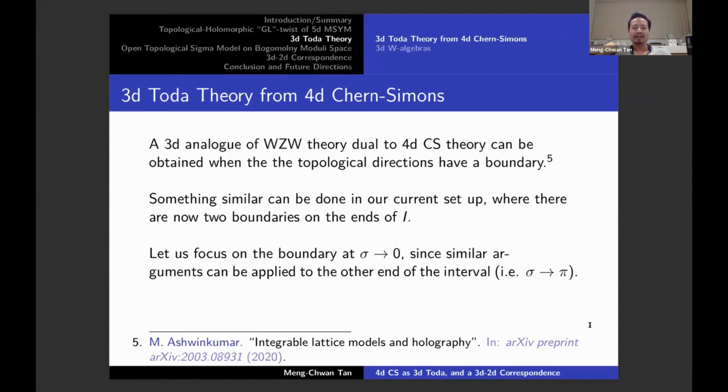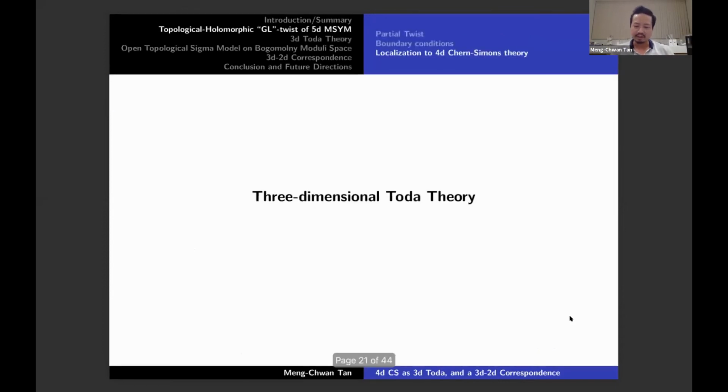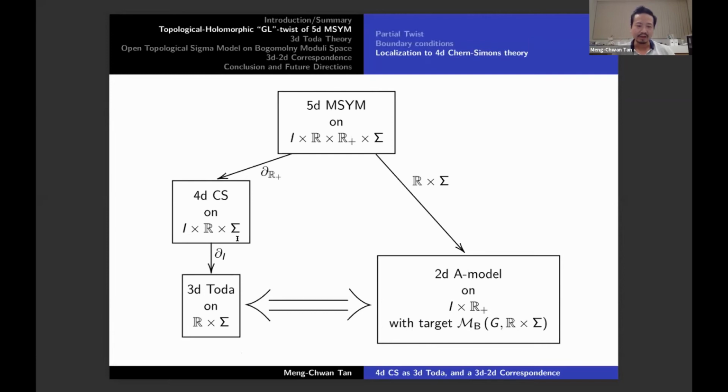Something similar can be done in our current setup, where there are now not just one boundary component, but two boundaries on the ends of I, because our 4D Chern-Simons is now defined on this. The topological direction we're talking about in 4D Chern-Simons is I cross R. The sigma here, in the terminology of Costello, Yamazaki, and Witten, is the spectral curve. So we are topological in these two directions where you're supposed to put the lattice. We are not considering lattices in I cross R now. In future work, we could consider lattices that would introduce some singularities into the moduli space, the Bogomolny moduli space, but we are just considering the very simple case of no lattice here.